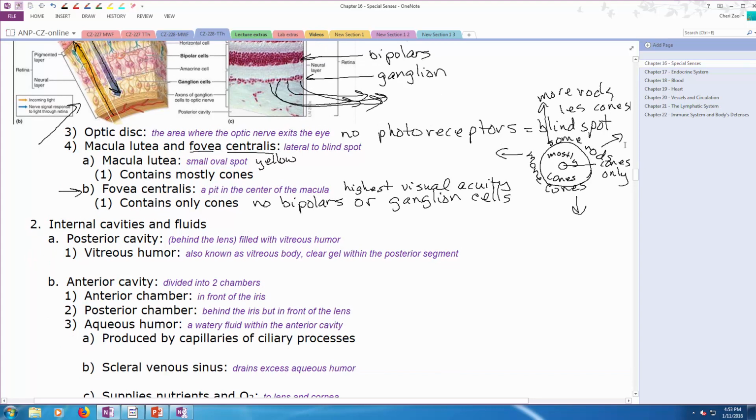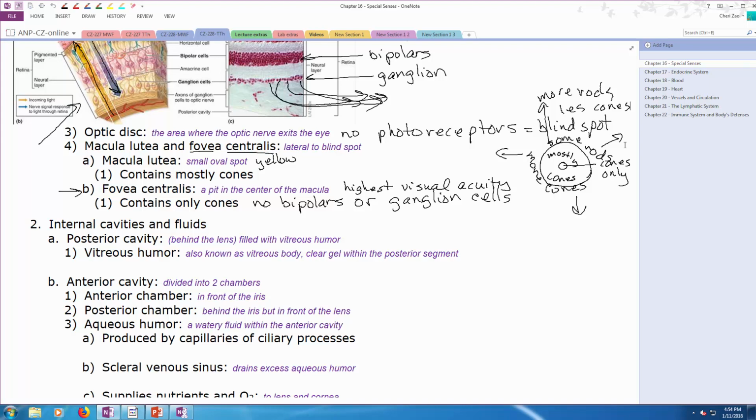Our notes also say that the macula lutea, and therefore the fovea centralis, is lateral to the blind spot. I want you guys to actually think about your sheep brain dissections and the optic nerve and the optic chiasm. The optic chiasm is literally in the center of the brain, as far as the sagittal section goes, and then the optic nerves V out from that. Well, your eyeballs are not far from that.